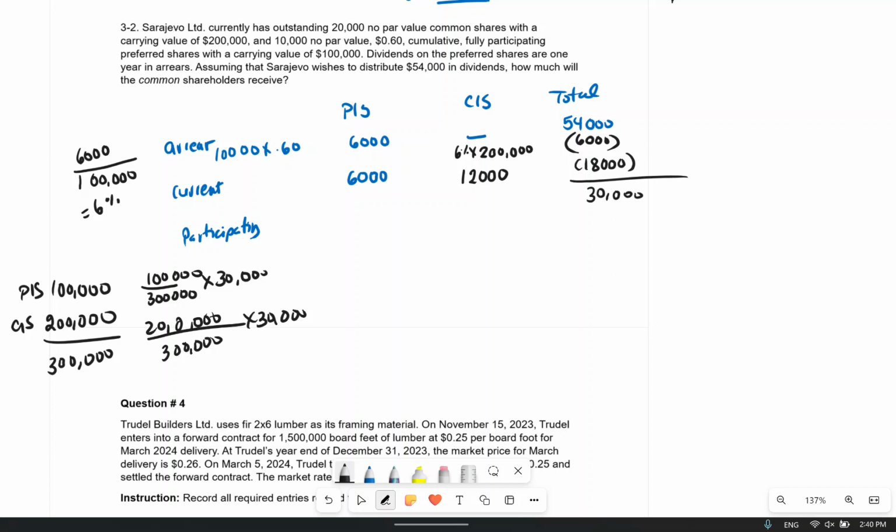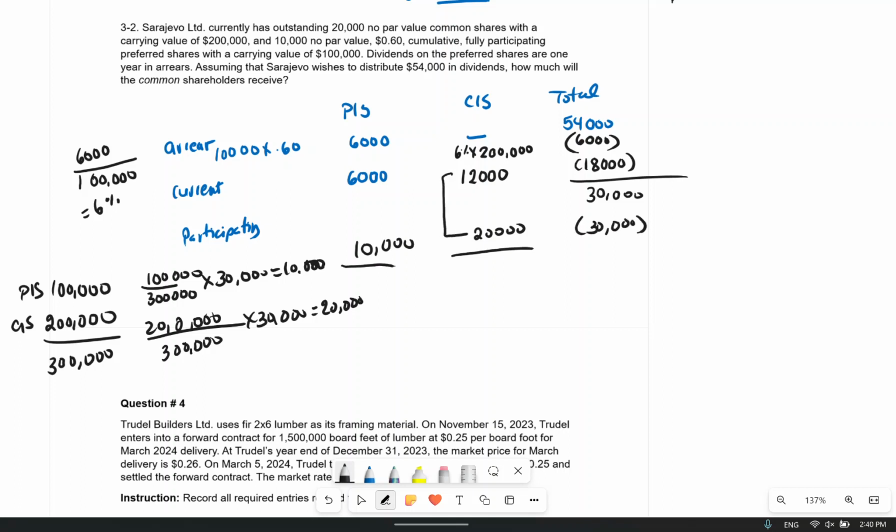Times the 30 will give me 10,000. I give it to them, and I will give the common 20,000. This will come up to be 10,000. Show me your work when you are doing this question so that you get full marks at the test. So that's how we did.